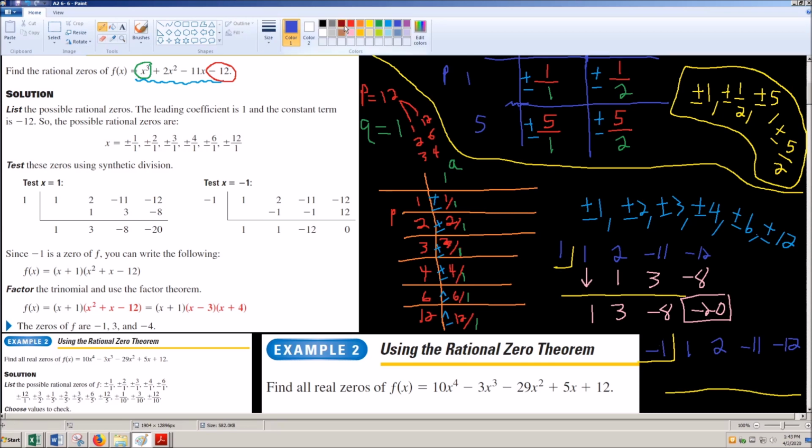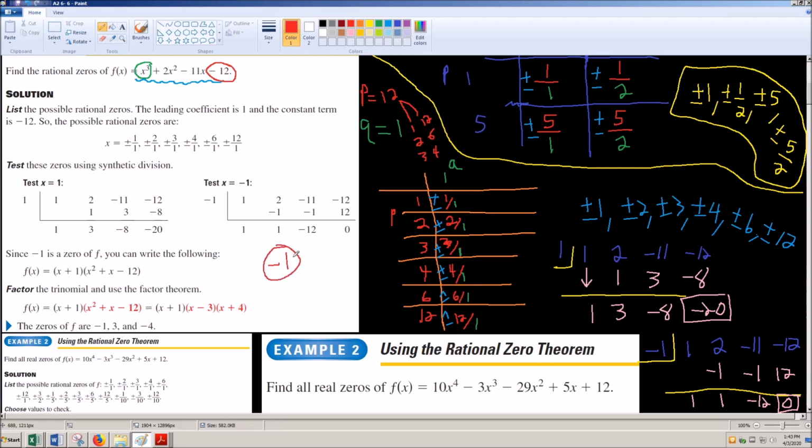So as I go through and do this, do it in pink again, 1 just drops down to be 1. 1 times negative 1 is negative 1. Add these things up, I get 1. Times negative 1 is negative 1. Here I get negative 12 times negative 1 gives me 12. And now I got a 0. So what does that mean? That means that negative 1 is one of my zeros. So I'm just going to jot that down right here. So negative 1 is one of my zeros.